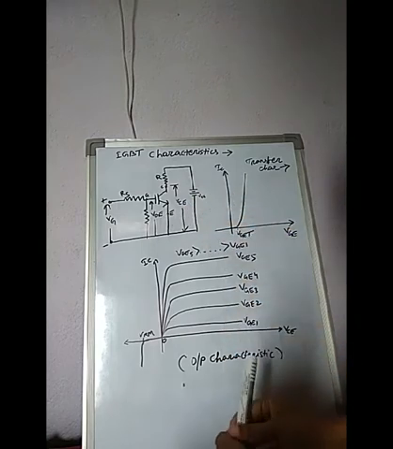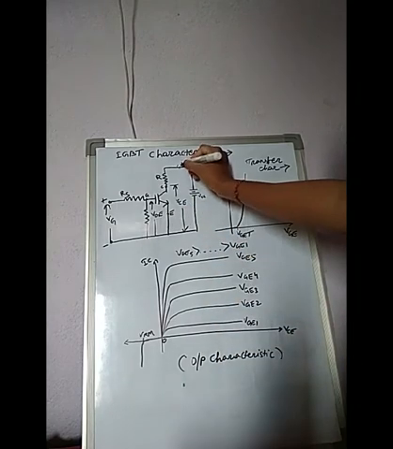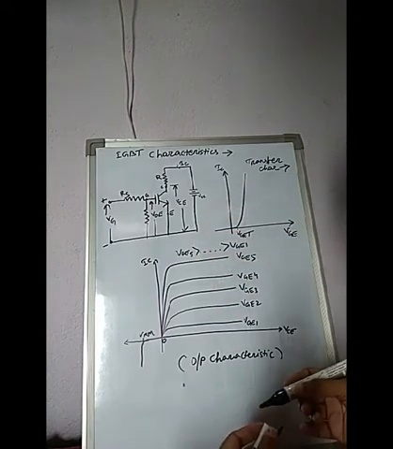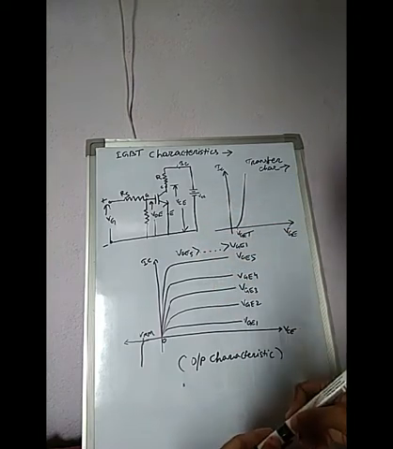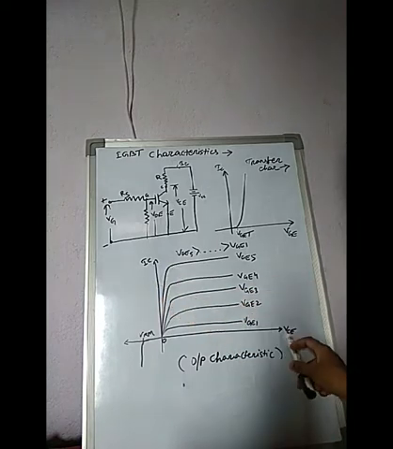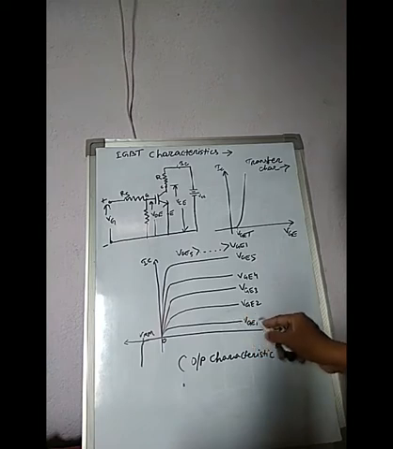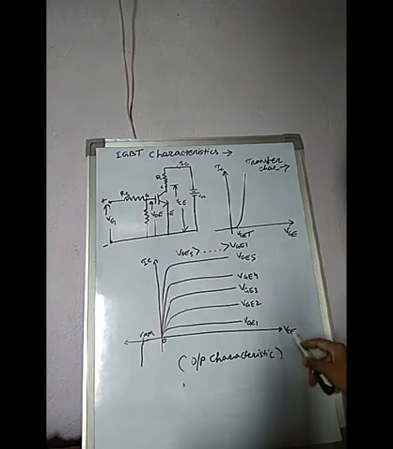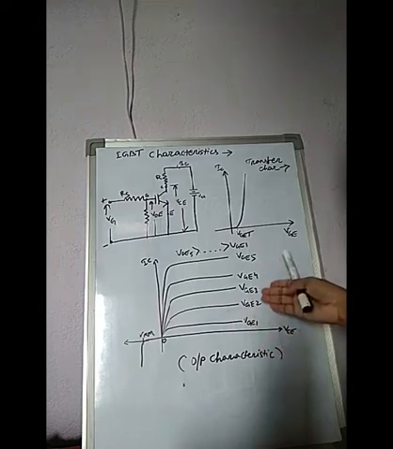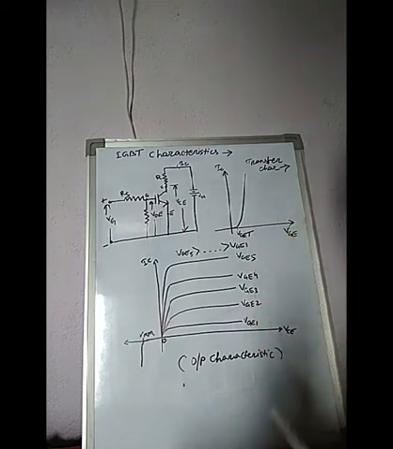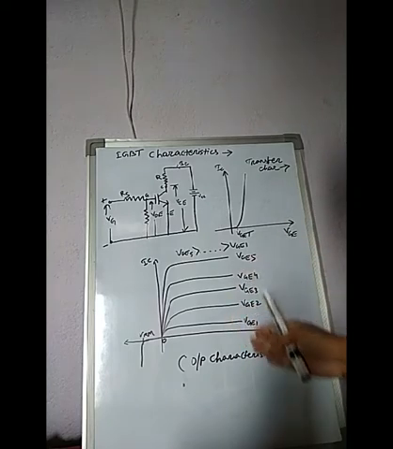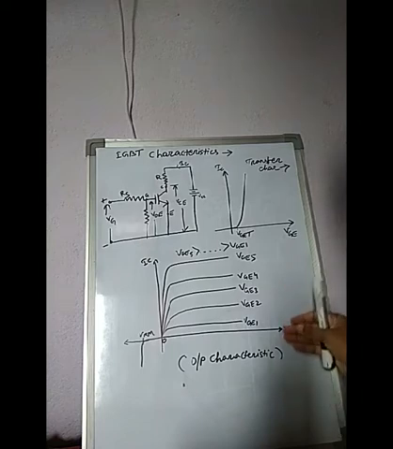Here the collector current is the output current, that is IC, versus collector emitter voltage VCE for various values of gate emitter voltage. This is IC versus VCE at gate emitter voltage VGE1, IC versus VCE at VGE2, like VGE3, VGE4, VGE5, etc. So output characteristics is basically the plot of IC versus VCE at constant VGE.